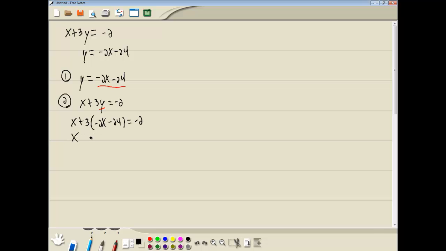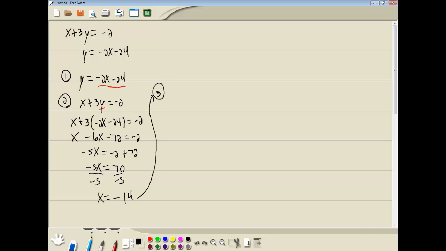3 times negative 2x gives us negative 6x. 3 times negative 24 is negative 72. x minus 6x is negative 5x. I'll take negative 72 to the right side, so we've got negative 2 plus 72, which gives us 70. And then divide both sides by negative 5, and what does it give us? Negative 14? Yeah.